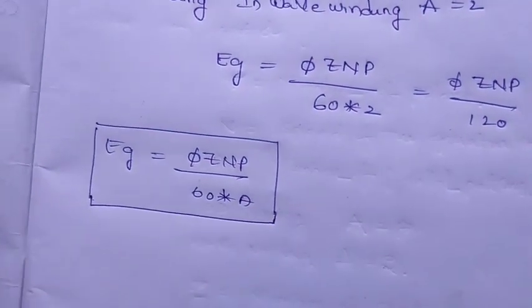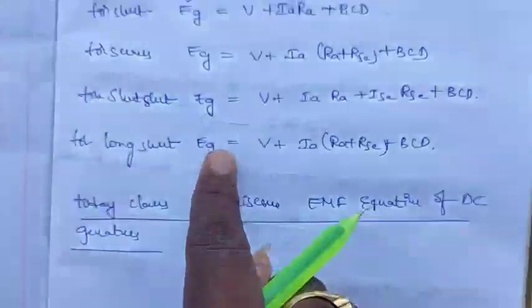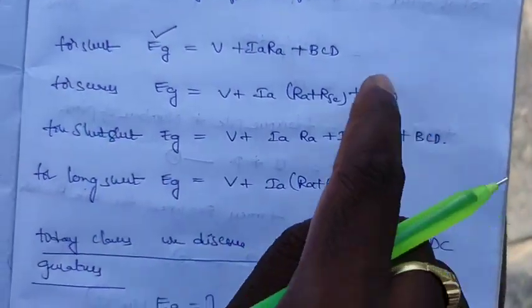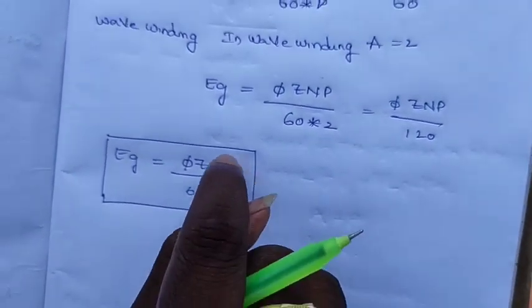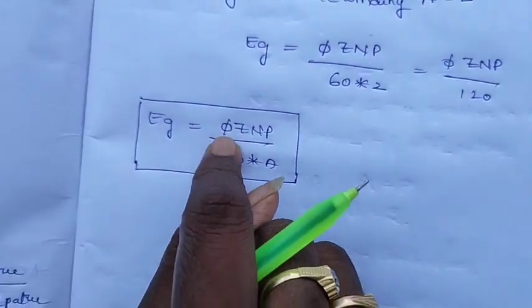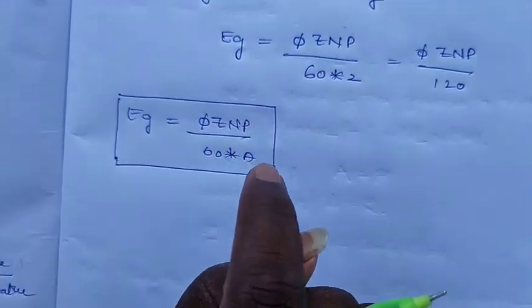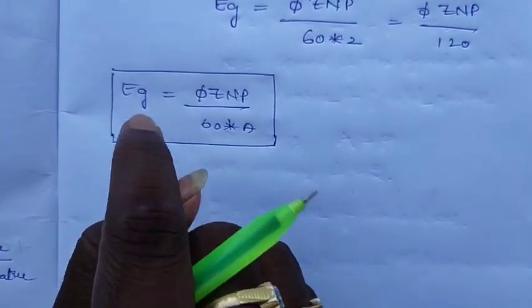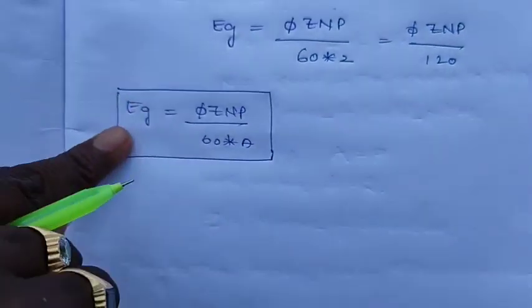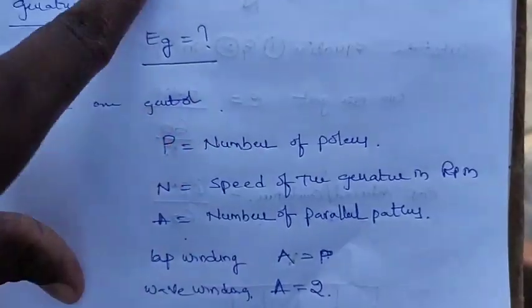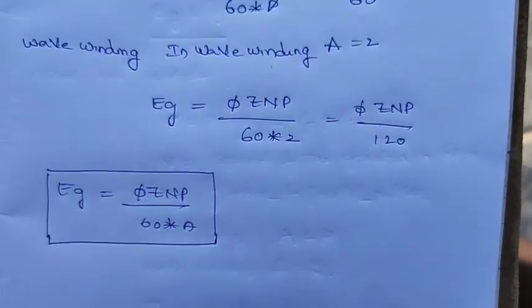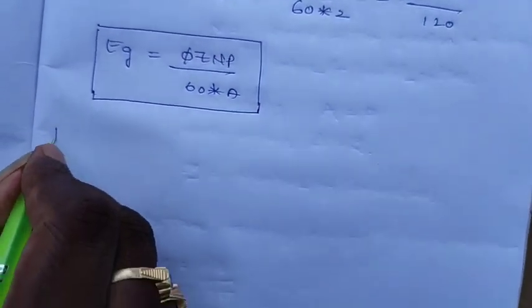So already we have the EMF equations for different generators. The problems ask either to find any one of the terms, like flux or conductors or speed or poles or parallel paths. They give all terms, or otherwise they give EMF, and this can be compared with these formulas. They ask for that. So we can see the formula problems.